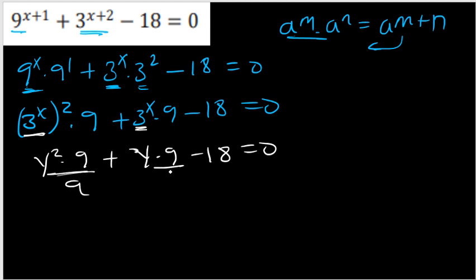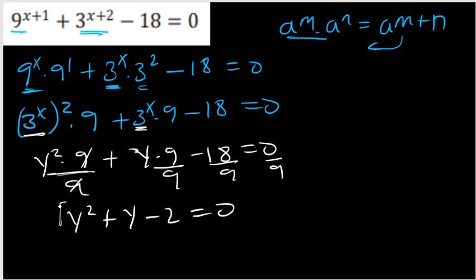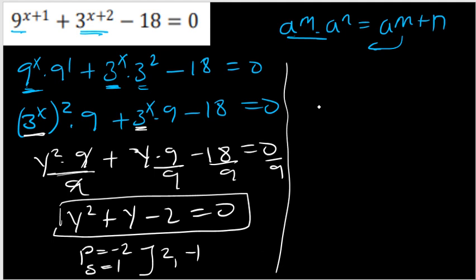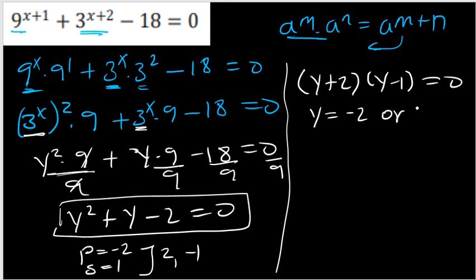If I divide by 9, each of them cancels out, and then y squared plus y minus 2 is equal to 0 remains. So let's factorize this quadratic equation. When you try to factorize, the product is -2 and the sum is the middle term, which is 1. These two numbers are 2 and -1. If you multiply, it will give you this result. Therefore this quadratic equation can be written as y plus 2 times y minus 1 is equal to 0. Then the product being 0 means y is equal to -2 or y is equal to 1.